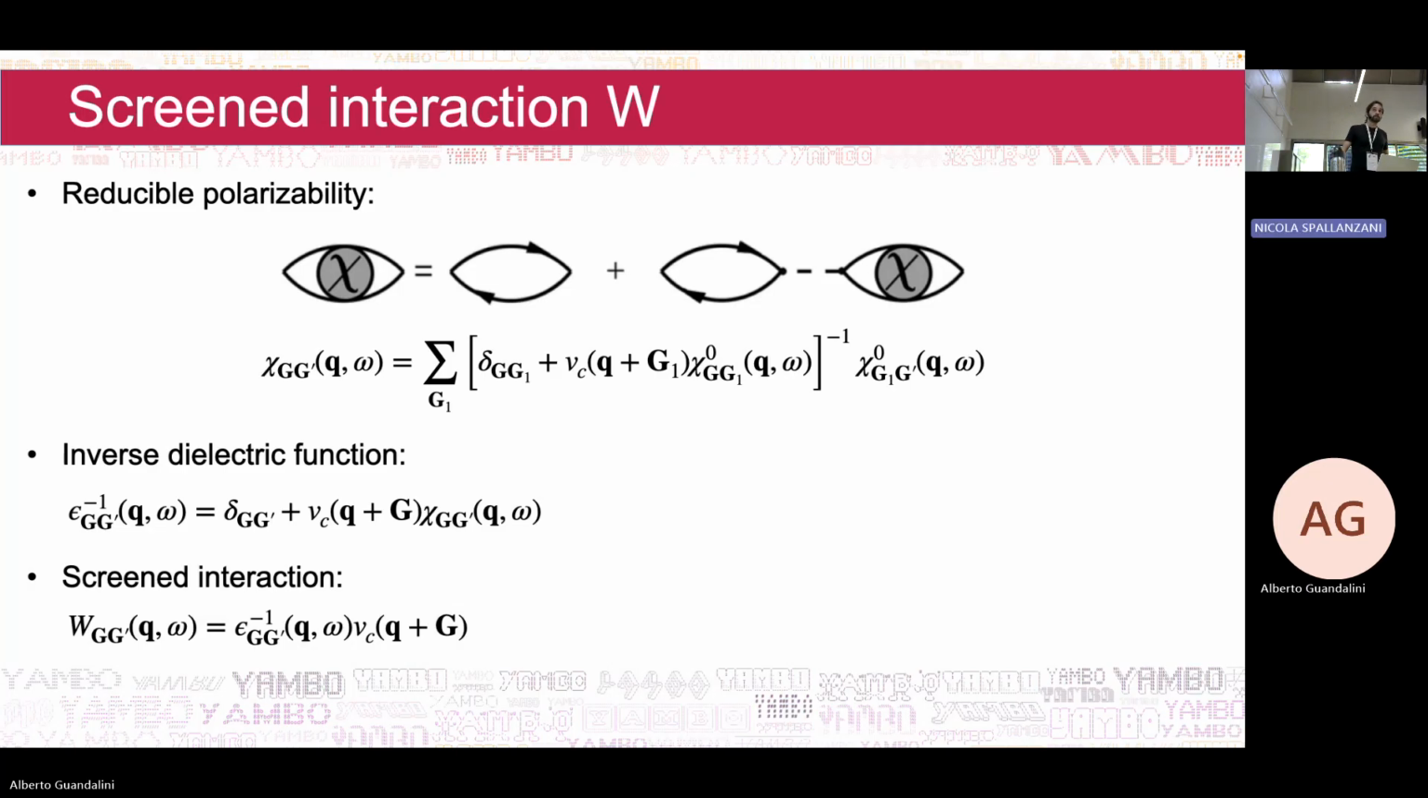The screened interaction has been already discussed, it is the interaction between two electrons of the system mediated by the presence of all the other electrons. Again, we have that all of these are matrices in G space. Then we need to compute these matrices. We need these matrices to be sufficiently large to describe properly the screening of our system.